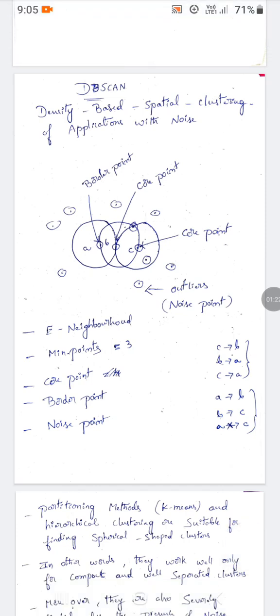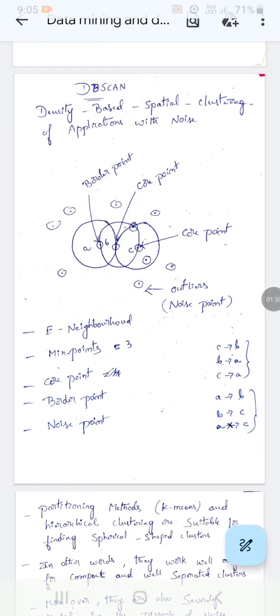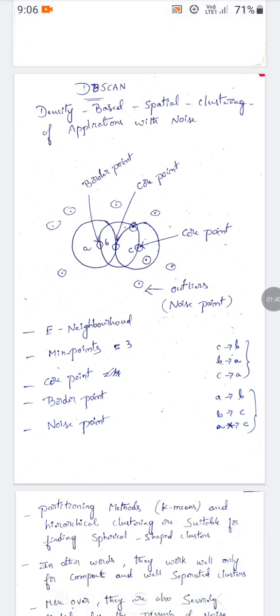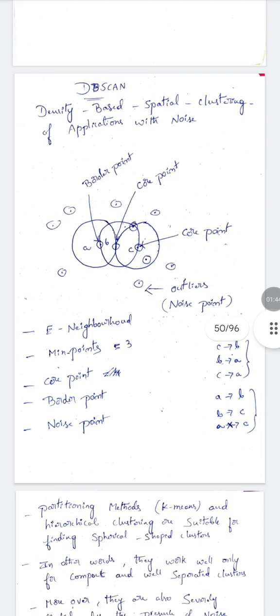The outlier is the noisy points. These noisy points are outside of the circles, which means they are not touchable to the circles. That is noisy data, which is irrelevant data. It is not relevant data. Here we have the neighborhood, midpoints, core points, border points and noisy points. These are the diagrams. With this particular diagram, we can identify what the density is.